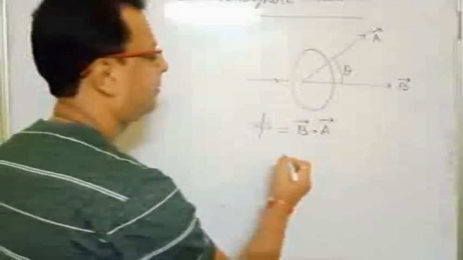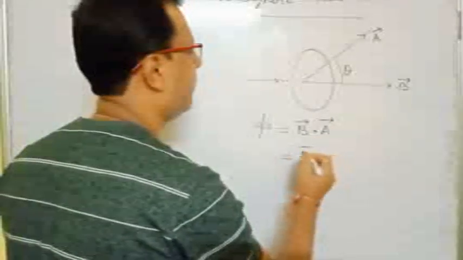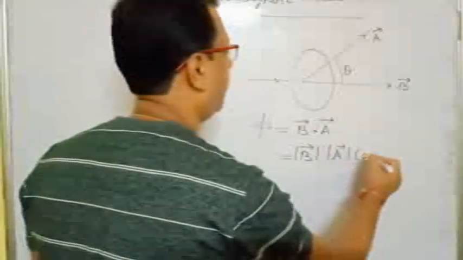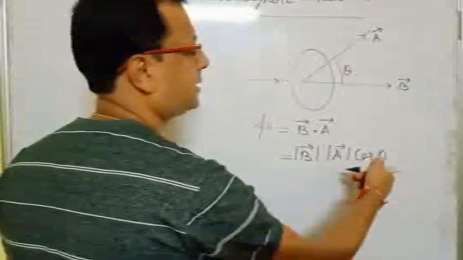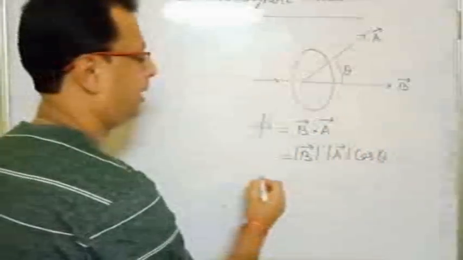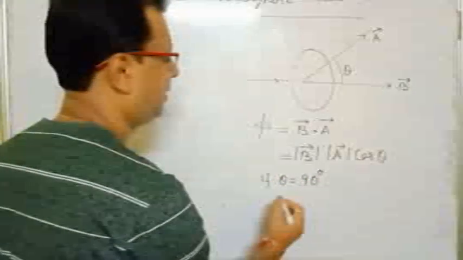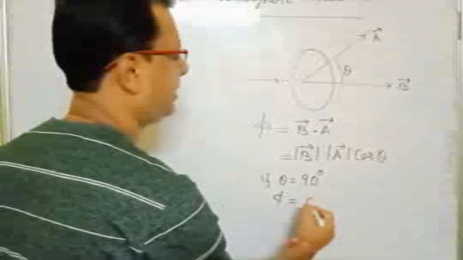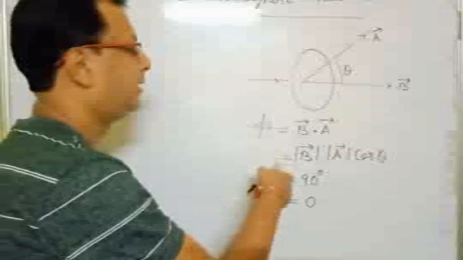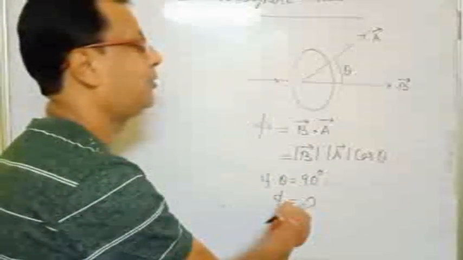Now we can open it. The dot product formula is mod B bar, mod A bar, and then cos theta. This theta is the angle between A bar and B bar. Now if theta is equal to 90 degrees, then flux phi is equal to 0. Now what does it mean? Theta 90 degrees, flux phi is equal to 0.